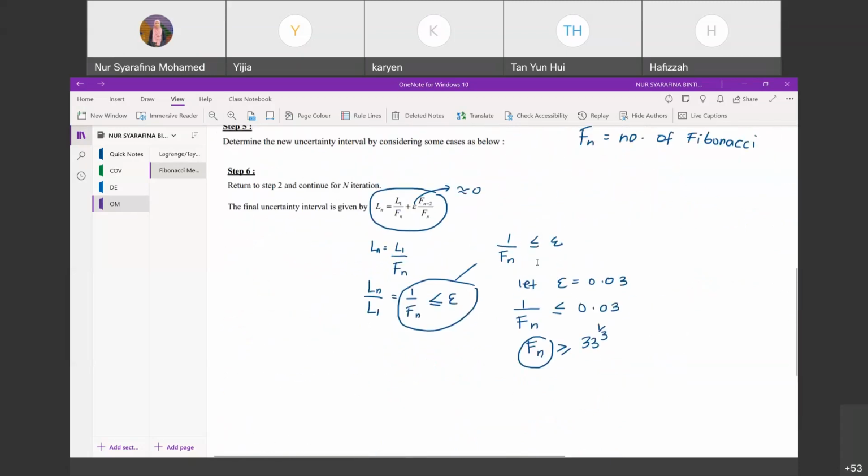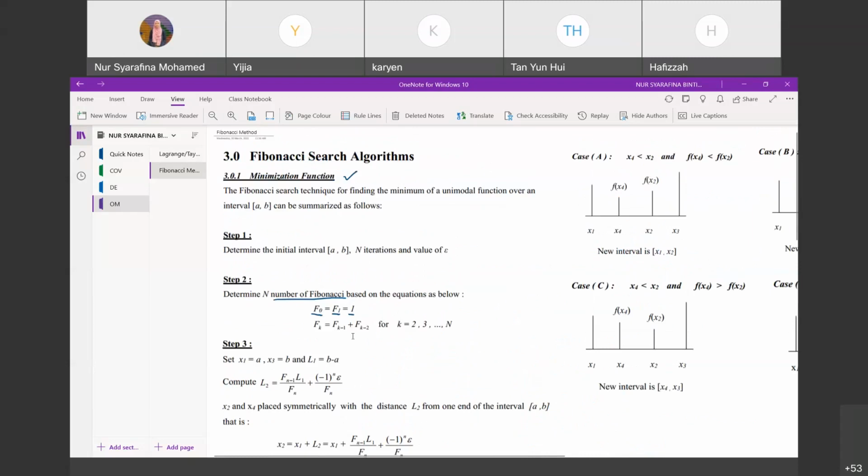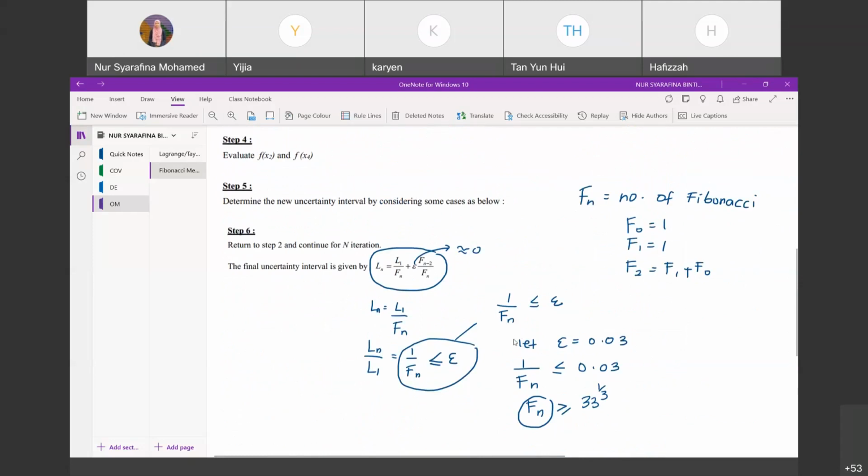So, Fibonacci number F0 equals 1. F1 equals 1. F2 equals F1 minus F0. Sorry, plus. Referring to this, Fk equals Fk minus 1 plus Fk minus 2. So, Fk equals Fk minus 1 plus Fk minus 2. For F2, that is F1 plus F0, so it equals 2. This is how you obtain the Fibonacci number first.